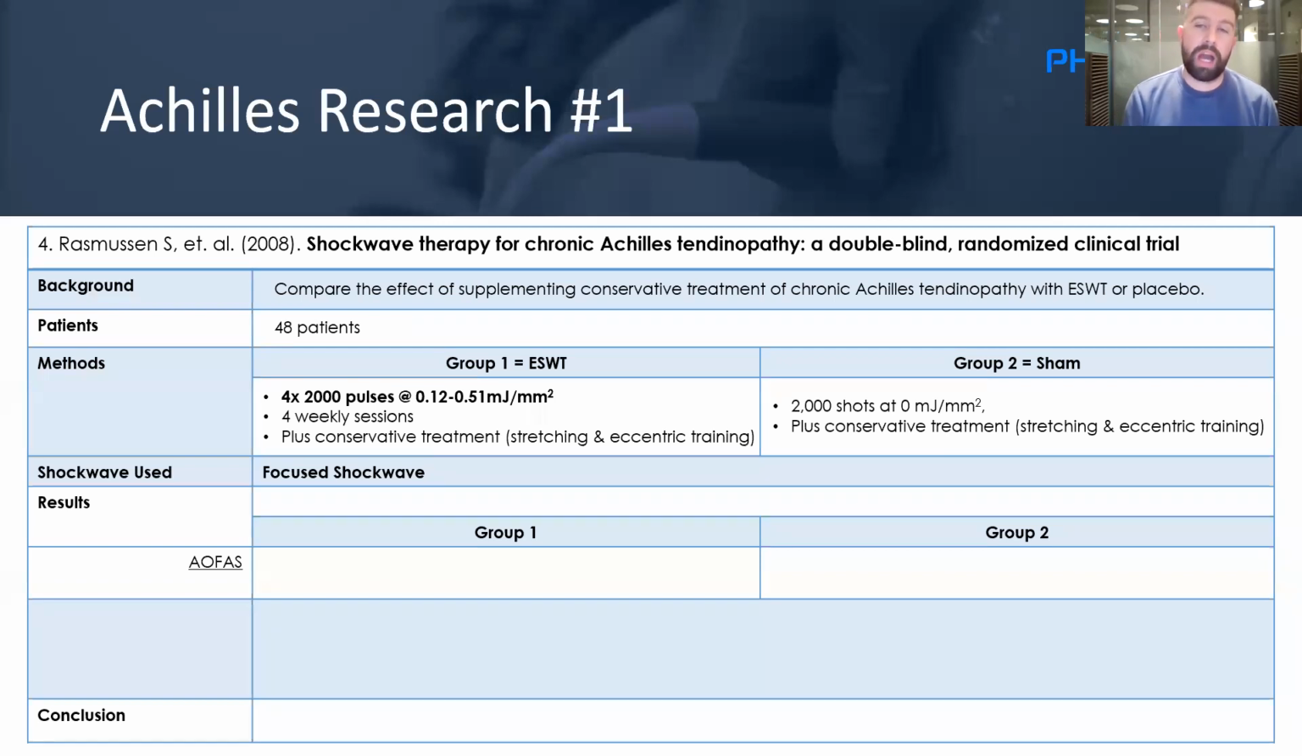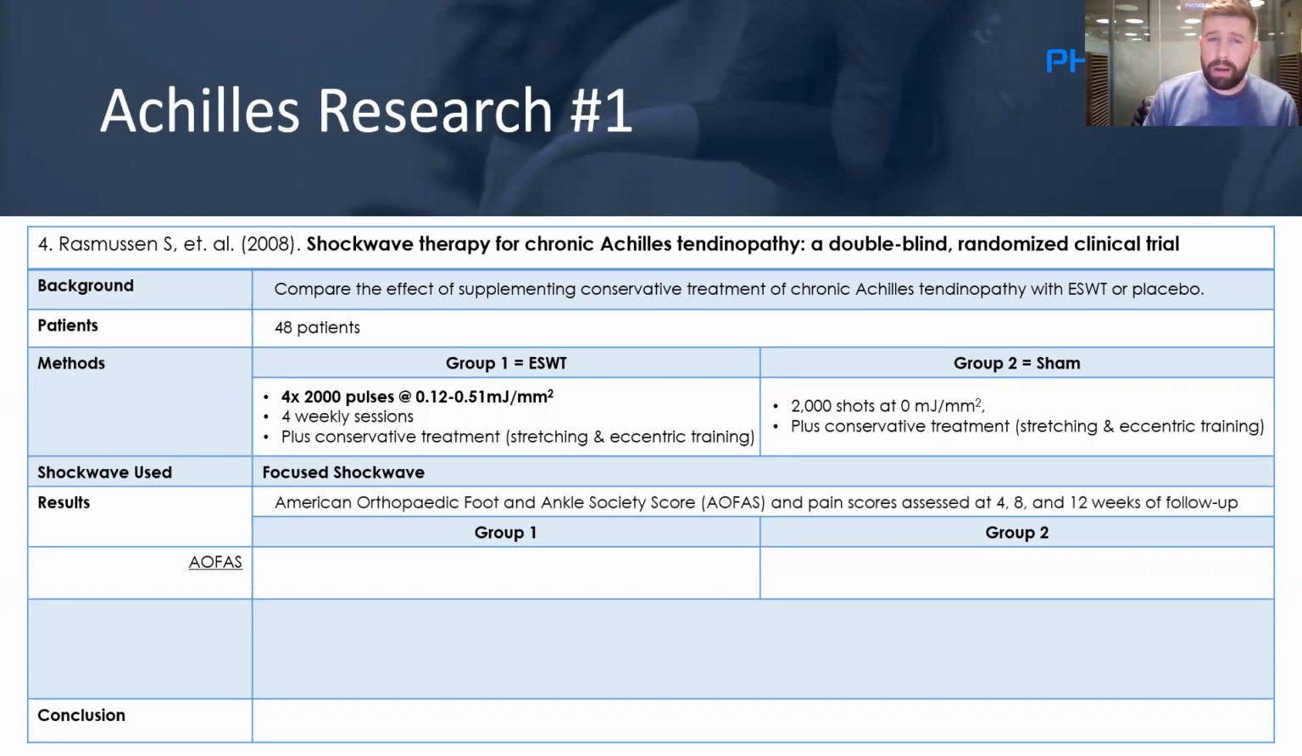And then the sham, where they had 2,000 shots, the patient would have heard the noise, but there was no energy getting delivered, whether it's a gel pad blocker or they didn't put in a transfer medium between the two. But they did get, obviously, the control with the eccentric loading and stretching.